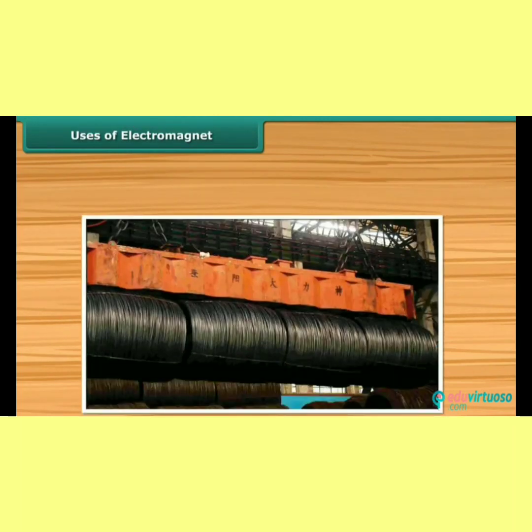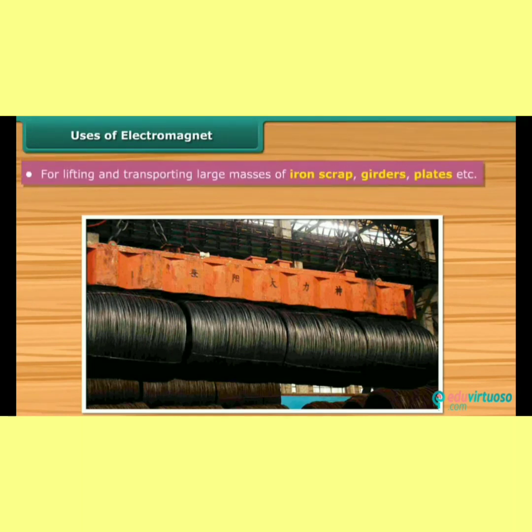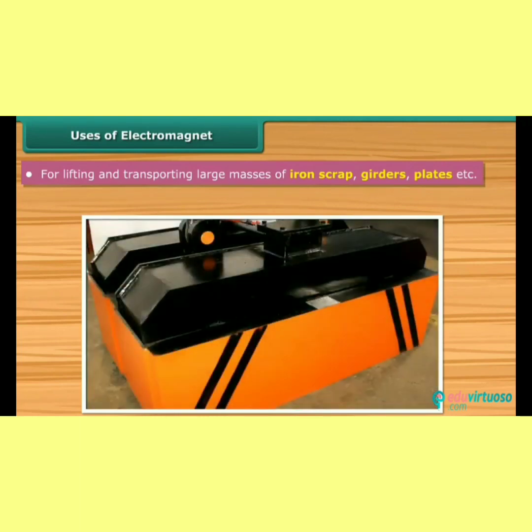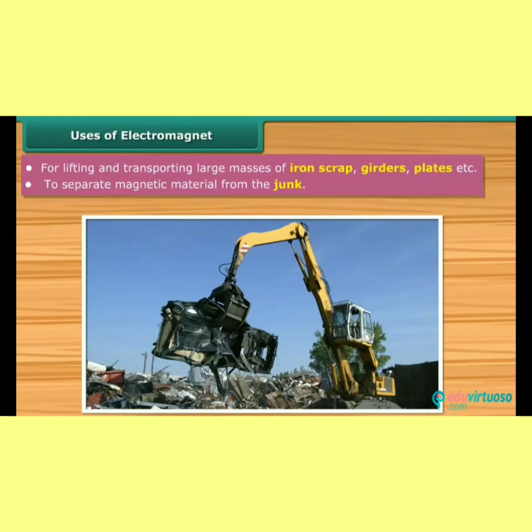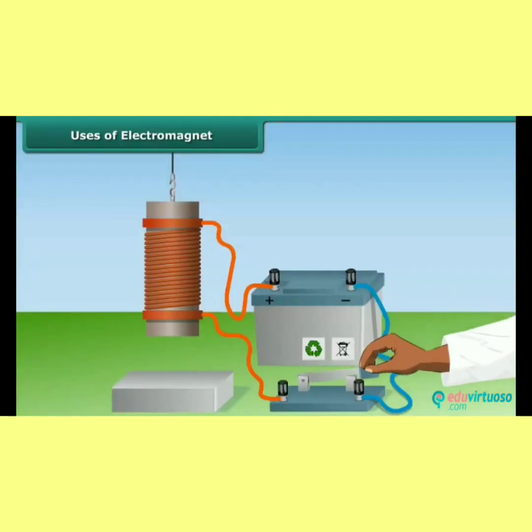You must have observed cranes lifting heavy iron scraps in a scrap yard. These lifts make use of electromagnets for lifting and transporting large masses of iron scrap, girders, plates, etc. It is also used to separate magnetic material from the junk. The main advantage of electromagnets over the normal magnets is that they can easily start and stop, and the strength of the magnetic field can be effectively controlled.